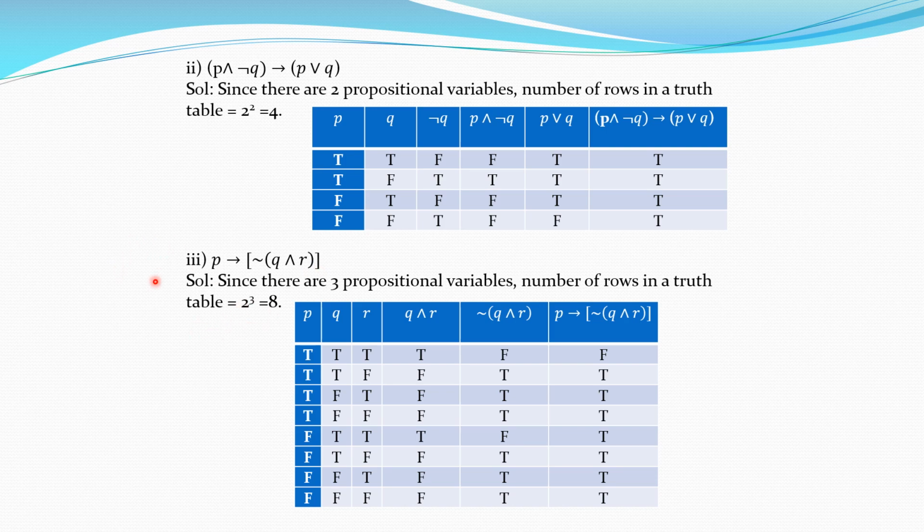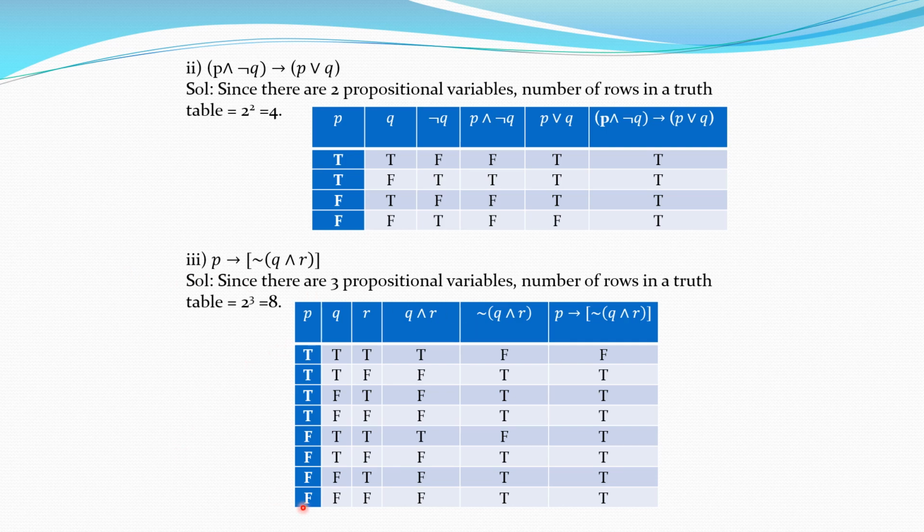Now, to form the column of truth values for this, first we find for Q and R. So, next column is of Q and R. Then we can take its negation. And after writing this column, we can write the implication.